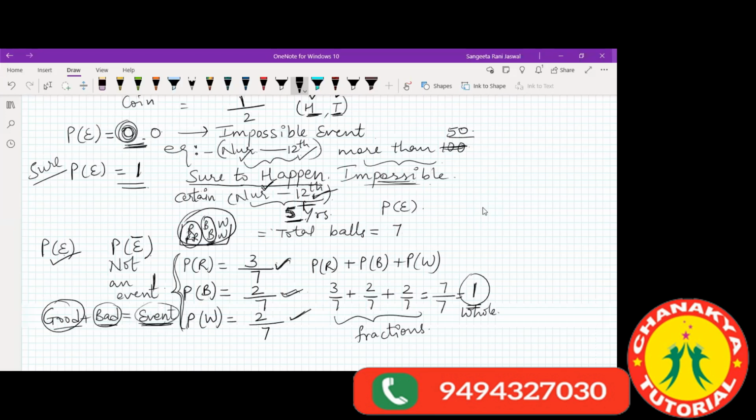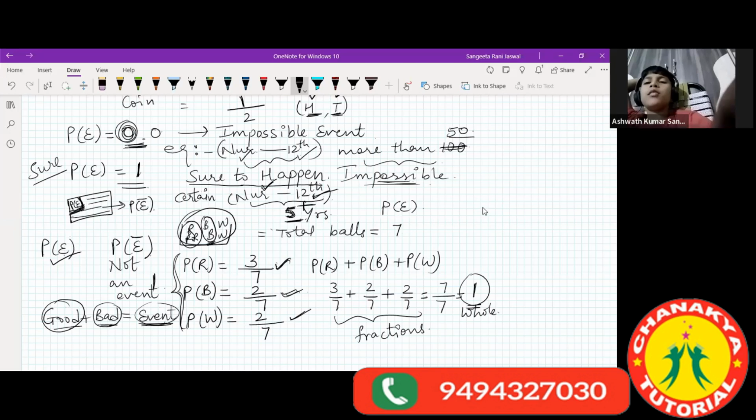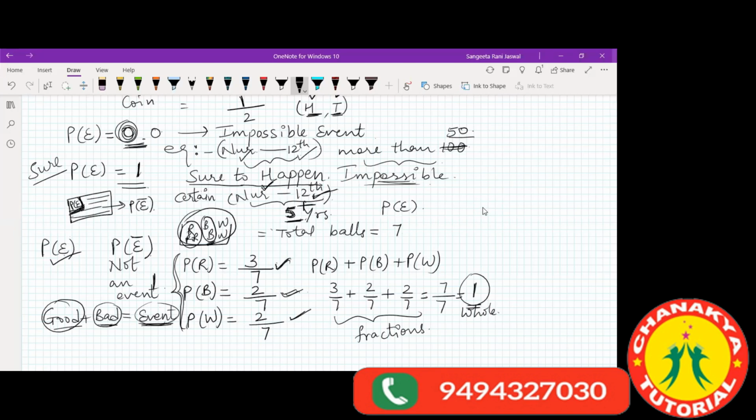Suppose I have a rectangle here, and this much part is the probability of an event. Why this much part? Because out of this whole, P(E) is a fraction, a part of this. And the remaining part is the probability of not an event. Are you understanding?